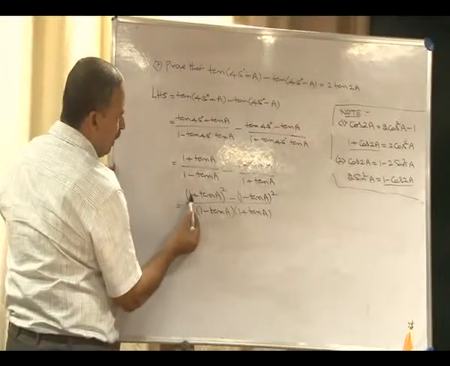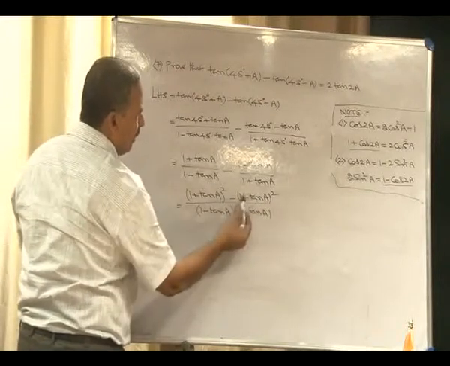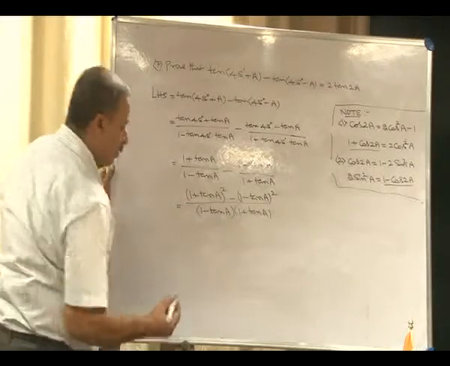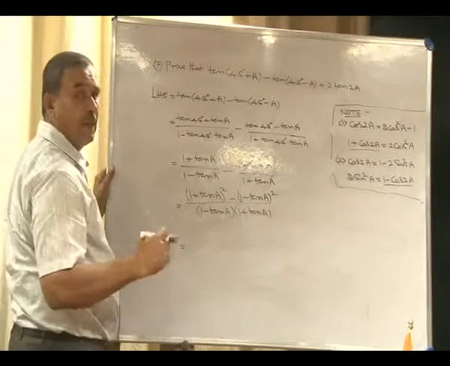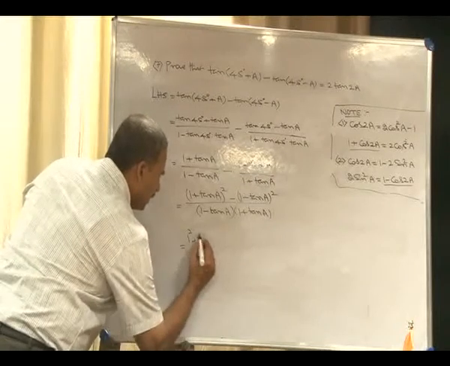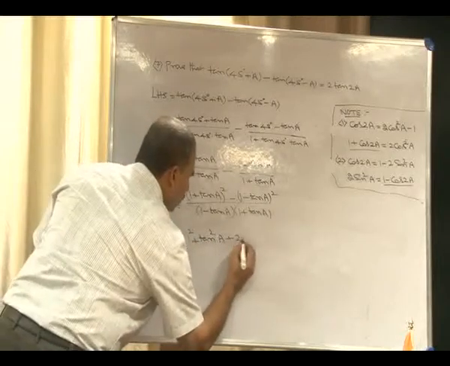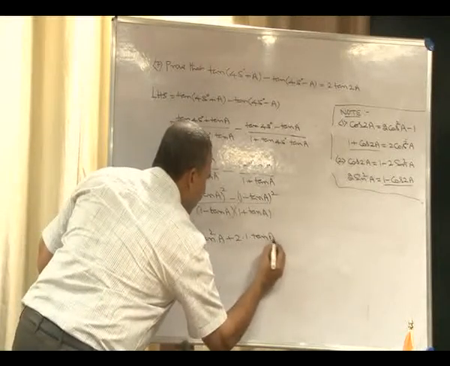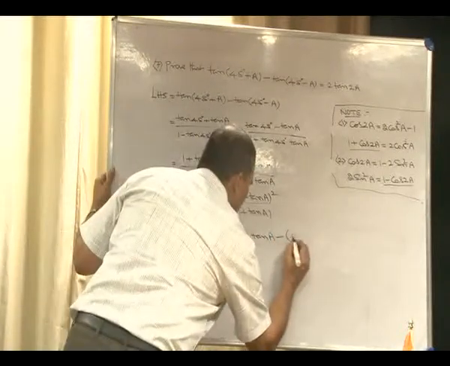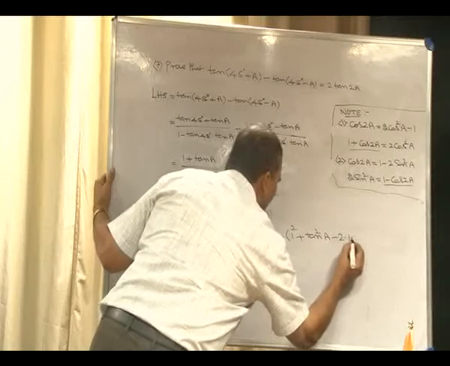This one is in the form of A plus B the whole square, and this one is in the form of 1 minus tan A the whole square, A minus B the whole square, and the denominator is in the form of A minus B into A plus B. A plus B the whole square is A square plus B square plus 2AB. Here A is 1, B is tan A, that is 1 square plus tan square A plus 2 into 1 into tan A, minus 1 minus tan A the whole square is 1 square plus tan square A minus 2 into 1 into tan A.